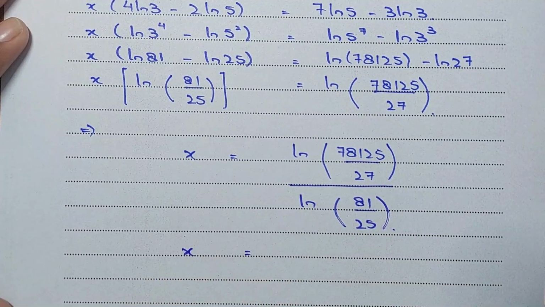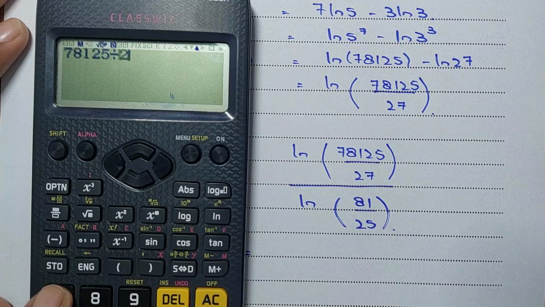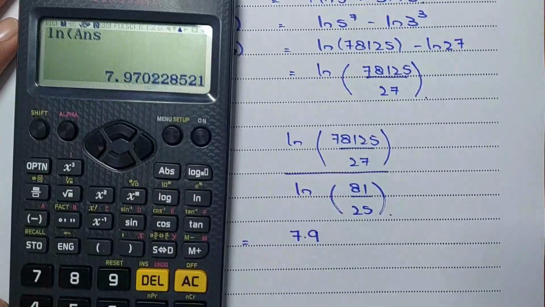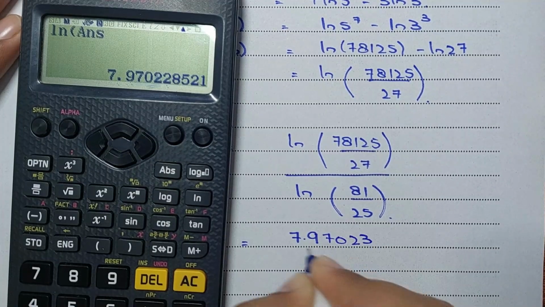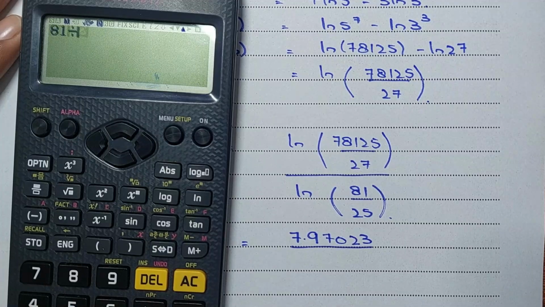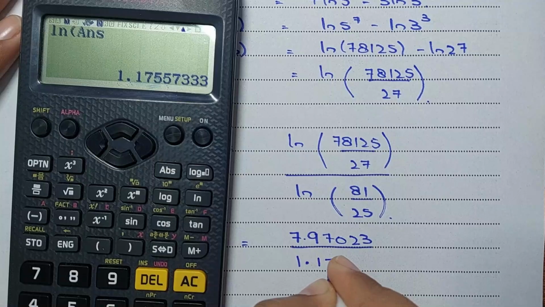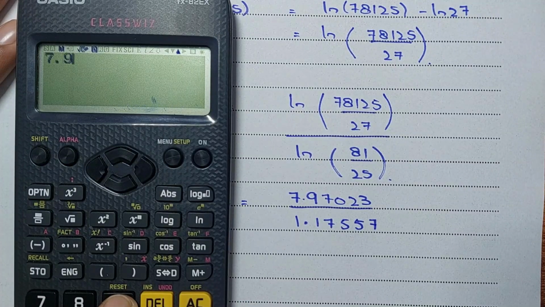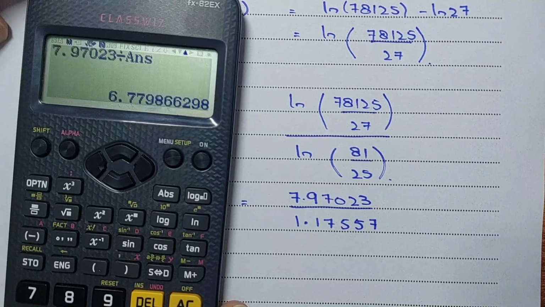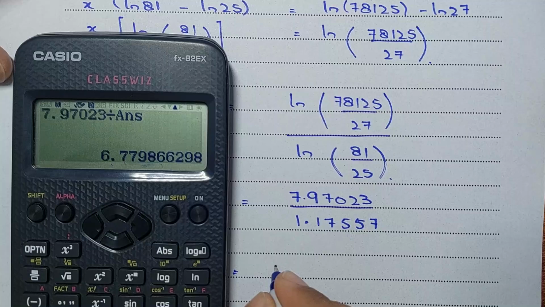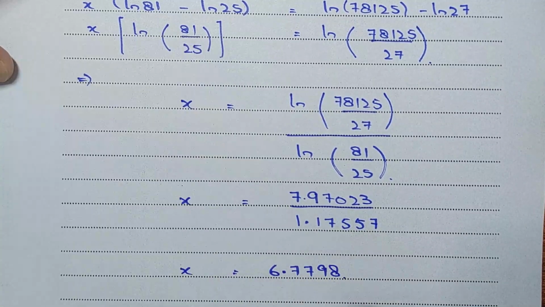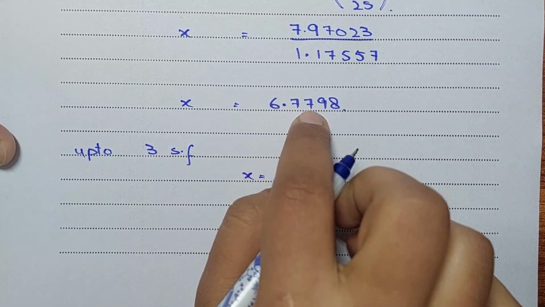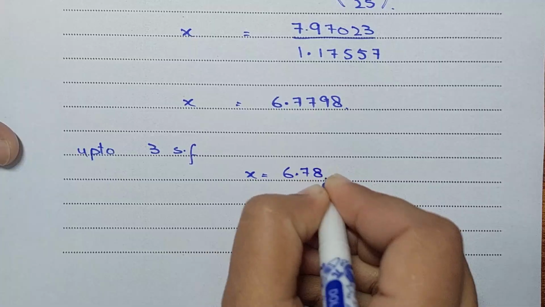Okay, so what is the value for x? Natural log of 78125 divided by 27 is 7.97023, to 5 decimal places. Natural log of 81 divided by 25 is 1.17557. Now 7.97023 divided by 1.17557 is the value for x, which is 6.7798. We need the answer up to 3 significant figures: 1, 2, and 3. This is the third significant figure, and it rounds up to 6.78. This is the value for x.